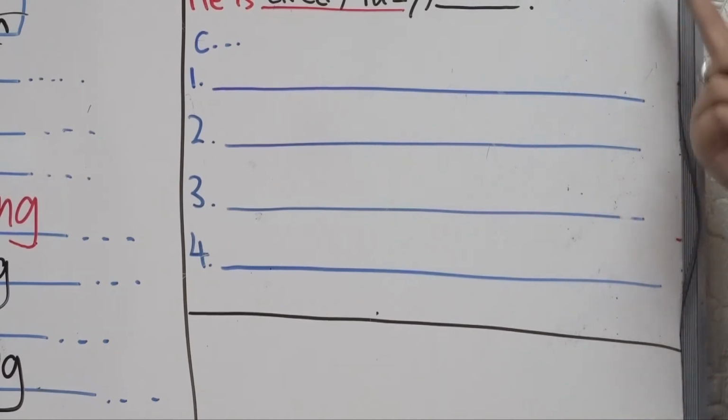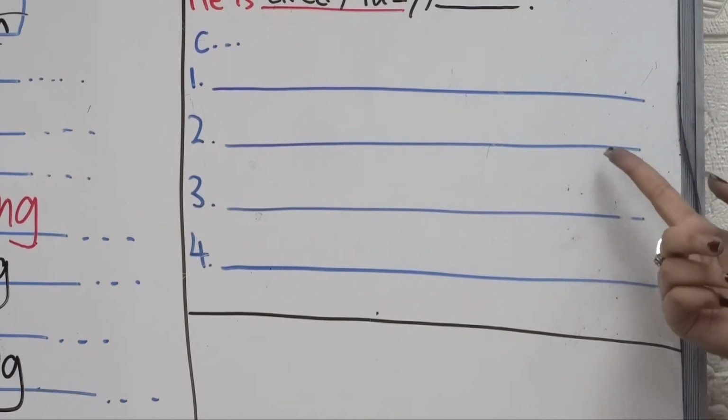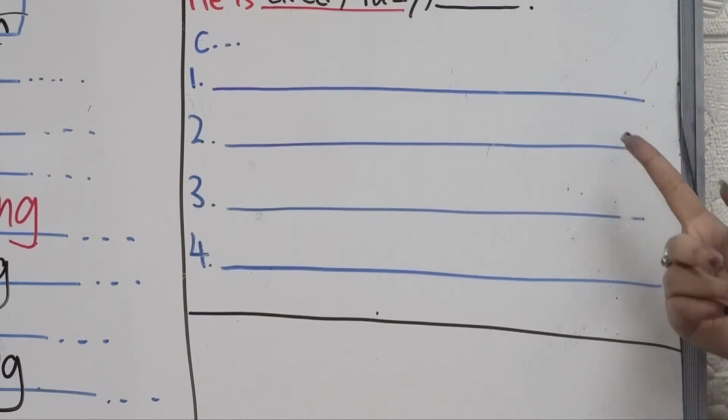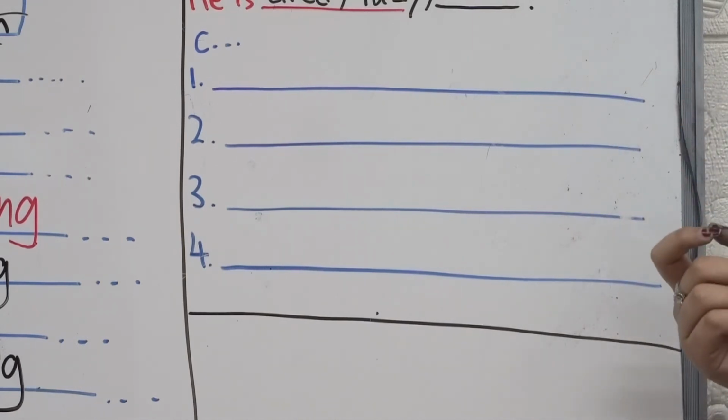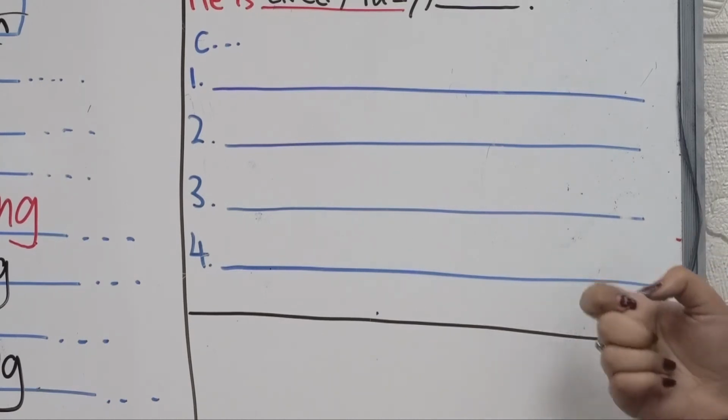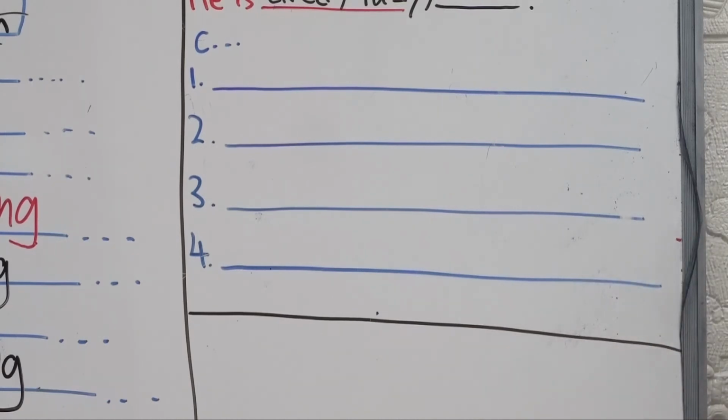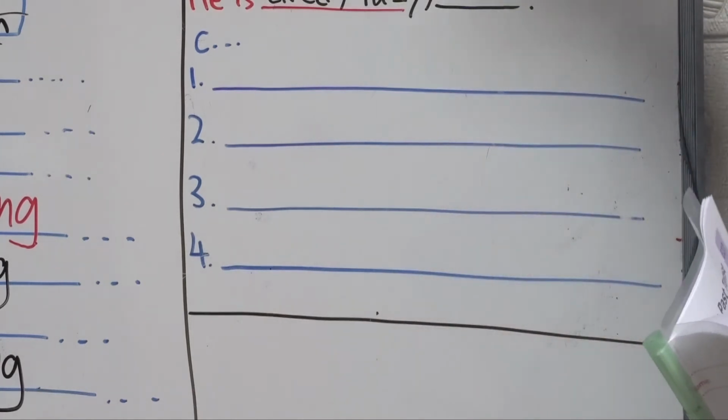First, tell me the time, okay? Second, tell me the name. Third, tell me what he or she is doing. Fourth, tell me how she is, okay? Just like in example A and B. Go.